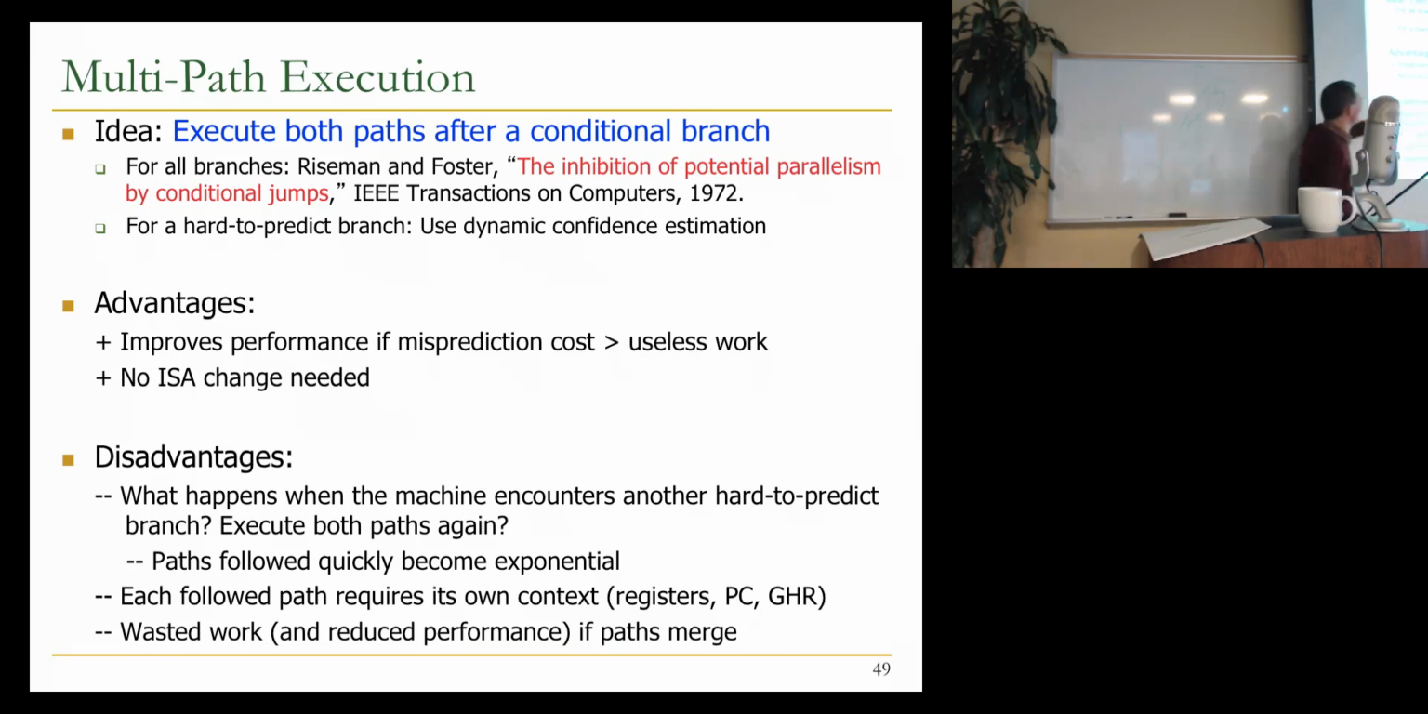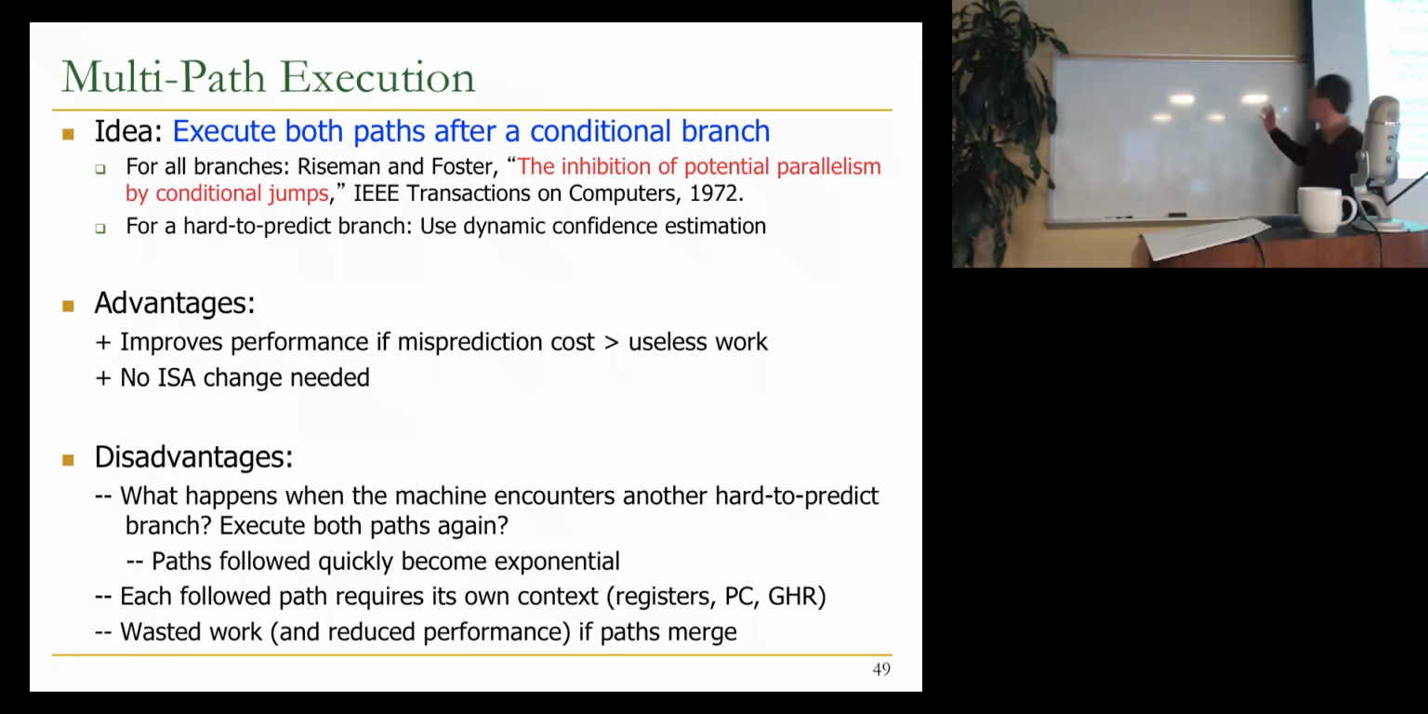And we've already talked about this. What happens when the machine encounters another hard-to-predict branch? We execute both paths again, and that may be a good idea. So paths quickly become exponential. You're wasting a lot of work. And wasted work, we already talked about that. Wasted work exists, but it's especially annoying if paths merge.